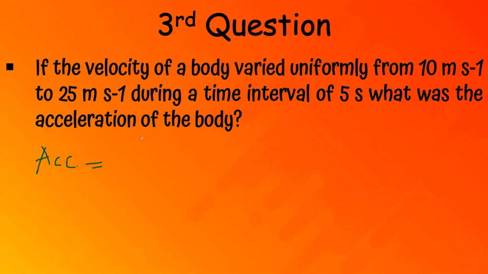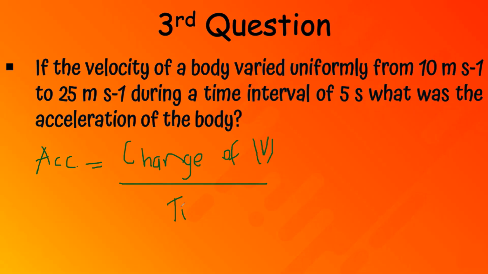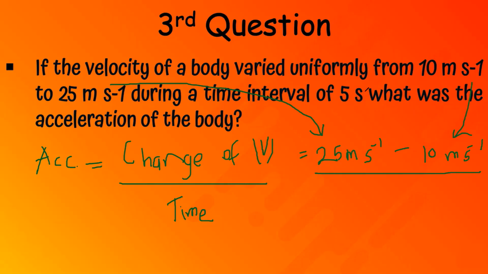Acceleration equals change of velocity divided by time. Change of velocity means final velocity minus initial velocity. So in this case, final velocity is 25 meters per second, minus initial velocity, 10 meters per second, divided by time, which is 5 seconds.